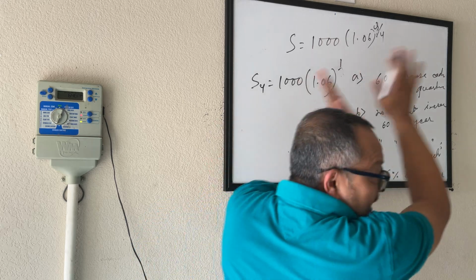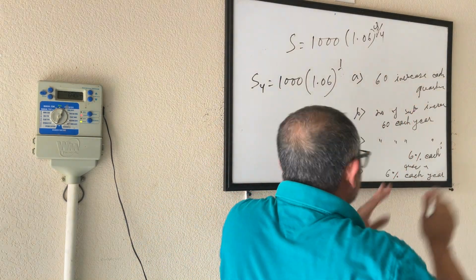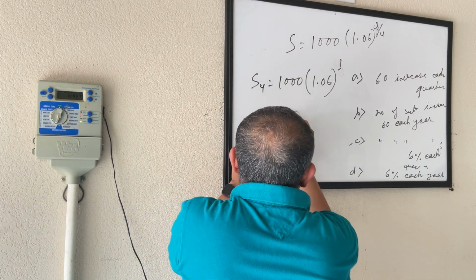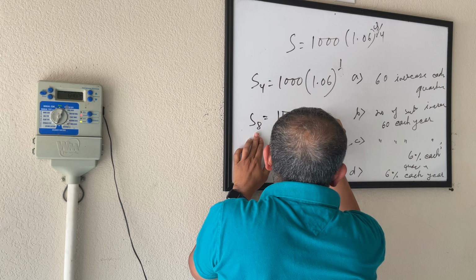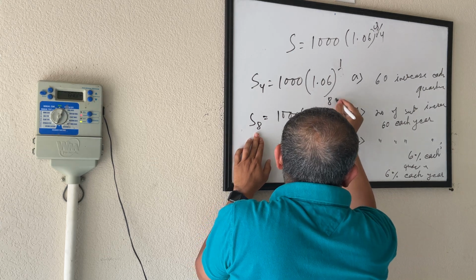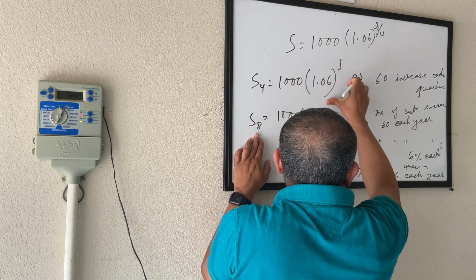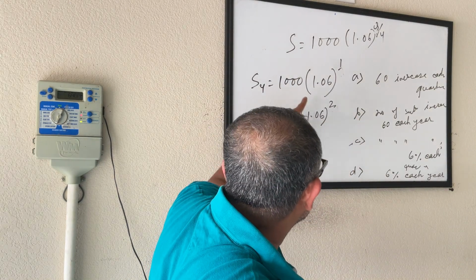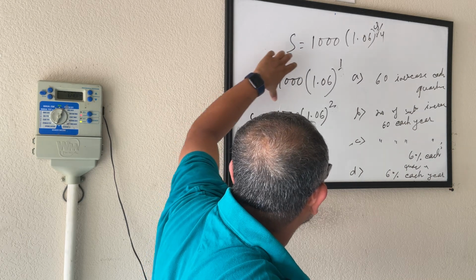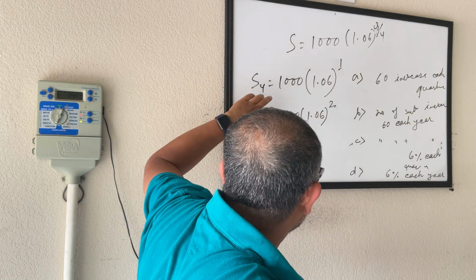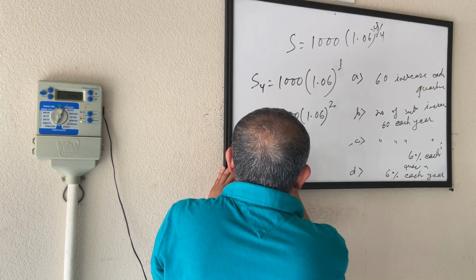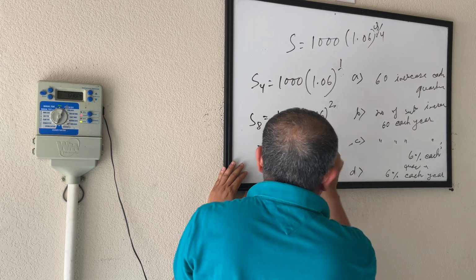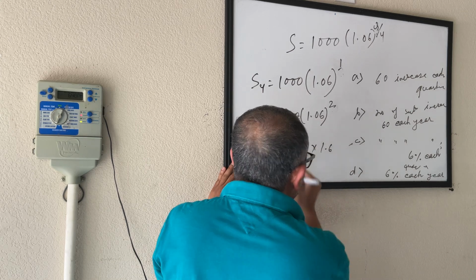Now if I increase it by 4 more quarters, meaning I'm going to 1 complete year more, meaning I'm talking about 8 quarter years, what does it become? 1000 into 1.06 to the power 8 by 4, which is 2. What do you see here? After 4 quarters, it was 1000 into 1.06. After 8 quarters, it became 1000 into 1.06 into 1.06. That is how it became 1.06 square, right?